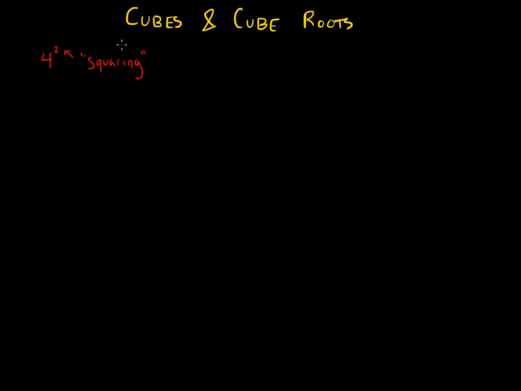Well, cubing something is very, very similar. It's not raising it to the second power, however, it's raising it to the third power. So let's say we have 4, but raised to the third power. And we call that 4 as being cubed. It's being cubed. And where in the world does that come from? Well, it comes from the shape itself.